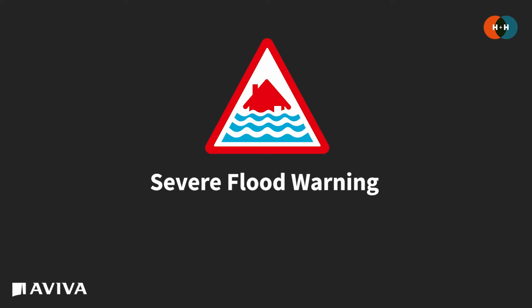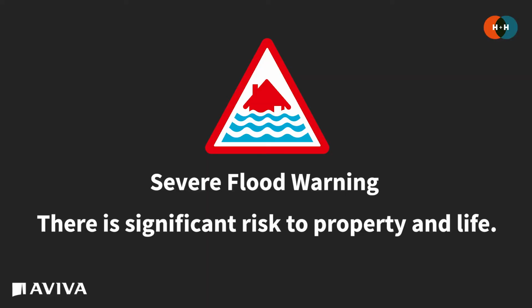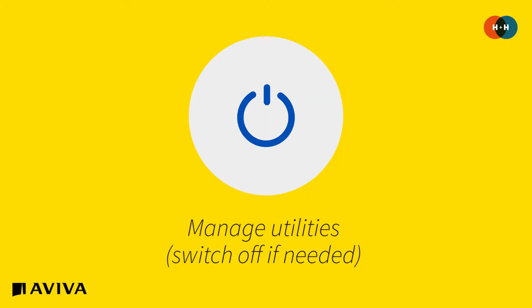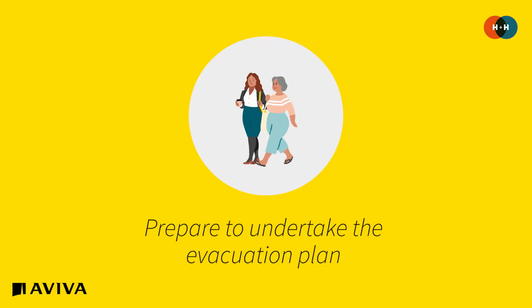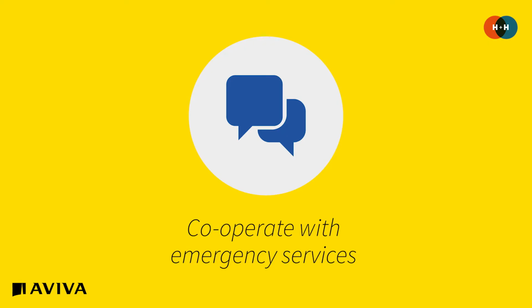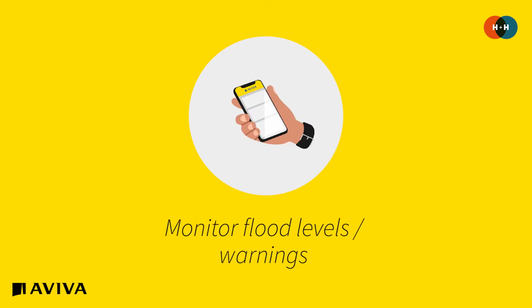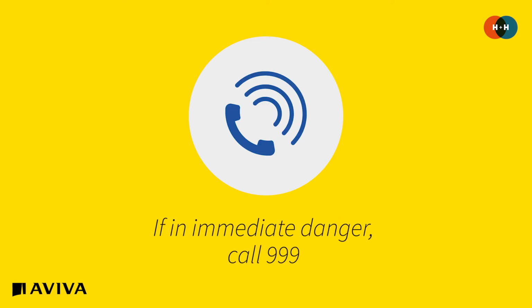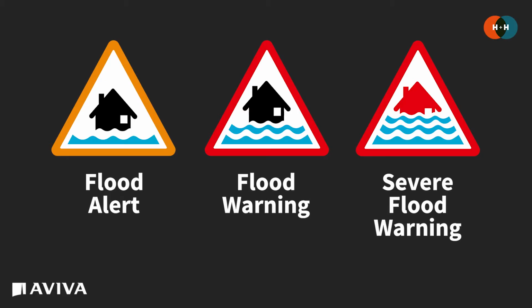Lastly, we have severe flood warnings. Now, it's important to note that these are only issued when it's deemed that there's a significant risk to both the property and to life. So at this time, you'd look to switch off or manage any of the critical utilities on the premises. For example, you might switch off the gas to the building, and you'd prepare to undertake your evacuation plan. And we'll look in a moment at what that plan might contain. But during this time, you'd also obviously look to cooperate with any emergency services and keep monitoring those flood levels and the flood warnings. And if someone is in immediate danger, then you obviously need to call 999. So really, those are the 3 different levels of flood warning.